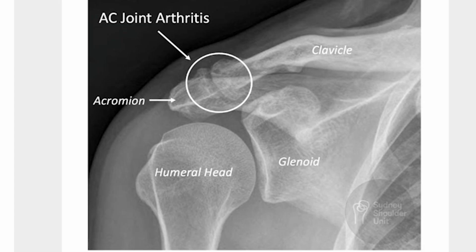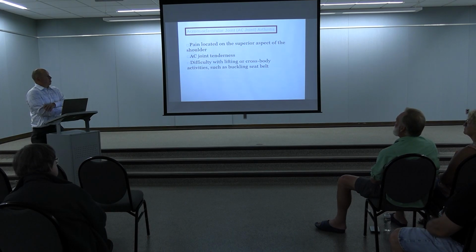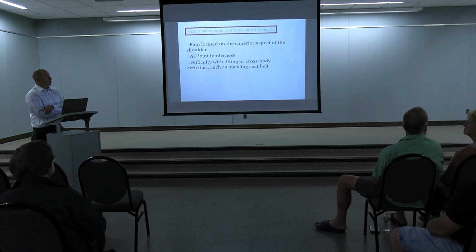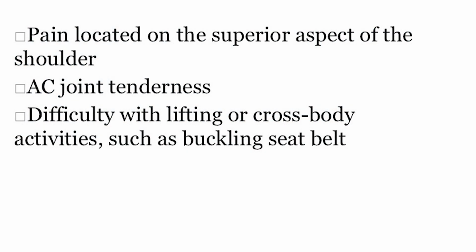So in this condition, a lot of times the pain is located on the top of your shoulder. It's pretty point specific. The small bump on the end of your shoulder, which is often palpable and sometimes visible, is the location where that pain is. It's typically tender at that joint, with difficulty with lifting activities or reaching across your body, such as putting on your seatbelt or activities like that.